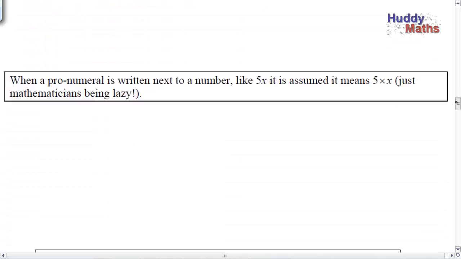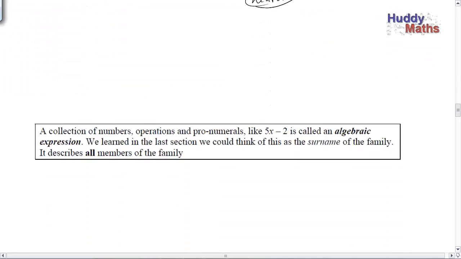Here's the next point. When a pronumeral is written next to a number, like 5x, it means 5 times x. Just mathematicians being lazy. I don't think I agree with Mr. Harrison on that. It's just a neater language, isn't it? A neater way of writing that. So our language wants to be neat and concise. All right, keep going down here.